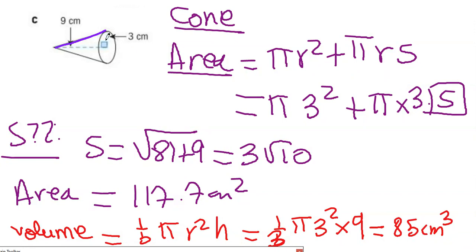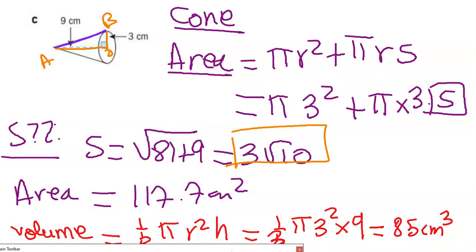Where will I find it? Pythagoras again. In this right triangle here, I can name it A, O, B, for example. So I will have 9 squared plus 3 squared gives me the slant squared. So S is equal to radical 9 squared, so 81, plus 3 squared, so it's 90. Then I will get that S is 3 radical 10. And now I just replace: pi times 3 squared plus pi times 3 radical 10, and I will get the answer. For the volume formula, 1 over 3 pi r squared h, where h is AO, it's 9 centimeters. So I replace and I will get the answer.